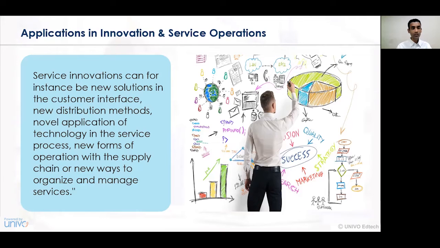Now let's understand initially what we mean by application in innovation and service operations. In a particular organization, when a business activity is being undertaken, there are various service level activities that have been undertaken for the short-term period or for the long-term period. These activities are sometimes related to the customers or sometimes not related to the customers. But in usual cases, the services are undertaken with respect to effective and qualitative delivery to the customers. And hence, the customer interface, the distribution models, and the novel applications play a very important role when we identify and deliver a certain service to a customer.